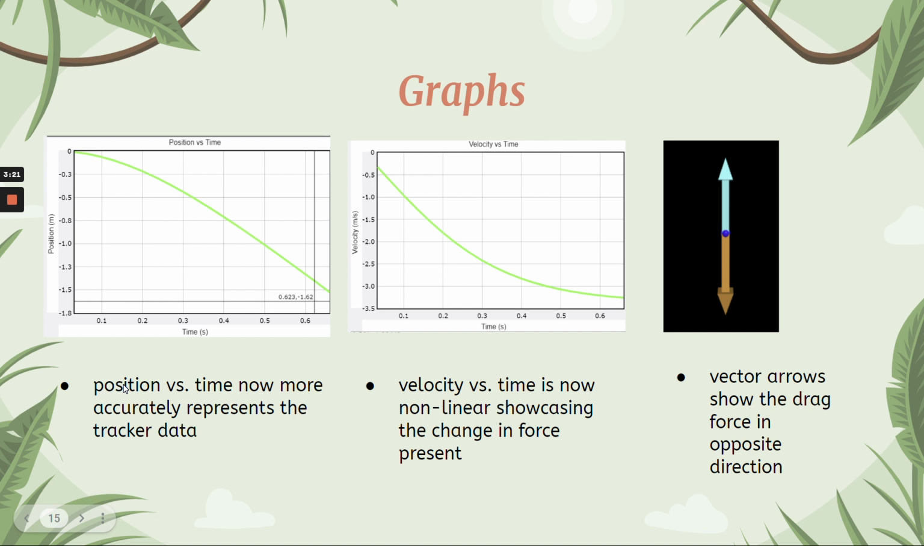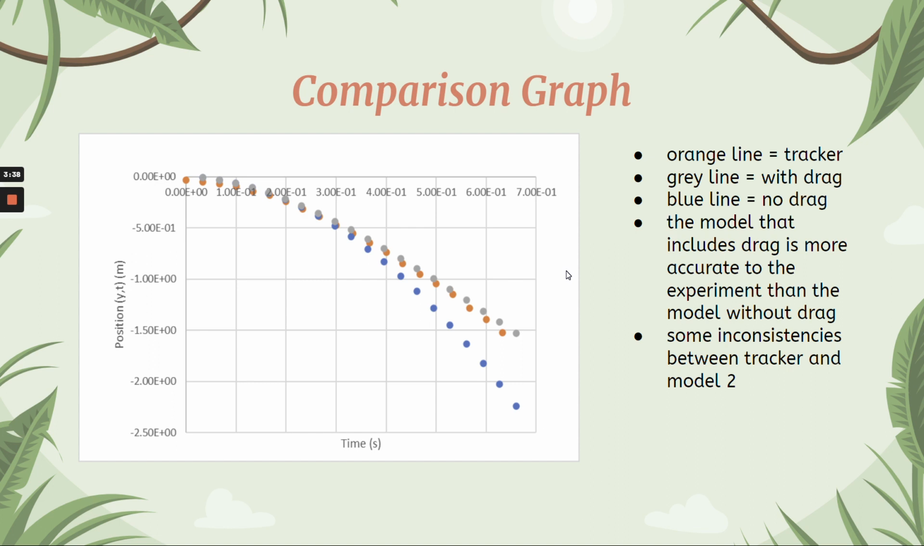So here are the graphs. Position versus time now more accurately represents the Tracker data, ending at around negative 1.5 meters, and then velocity versus time is now nonlinear, showcasing that there's a change in force present. And then on this graph on the right, these vector arrows show the drag force in the opposite direction from the gravitational force. So here's our comparison graph.